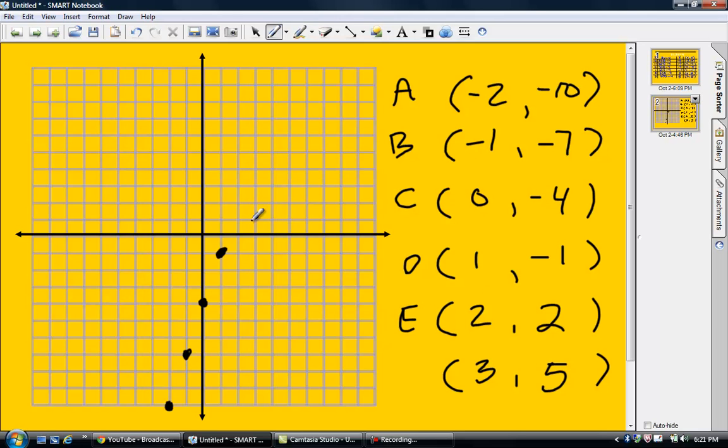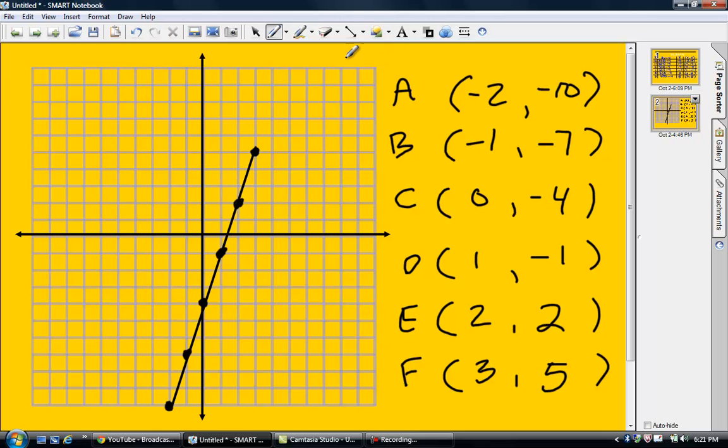Point E, up in quadrant 1, where both numbers are positive, go over 2, up 2. And point F, same quadrant, over 3, up 5. 1, 2, 3, 4, 5. And there's our points. If we want to connect them all, that's super. It's unnecessary. But if we kept on doing points, it would go up to positive infinity and down to negative infinity.